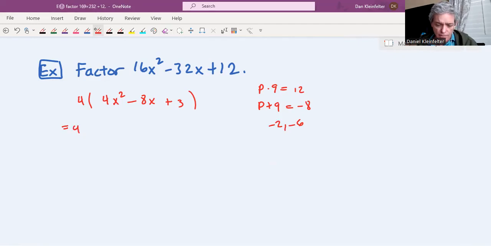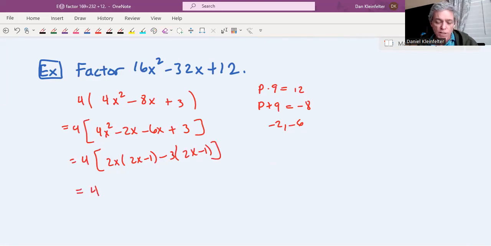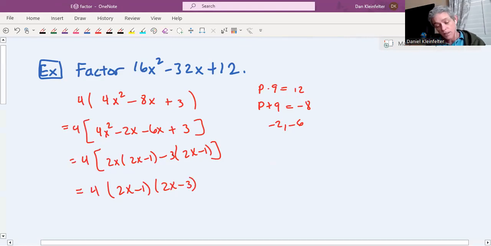And we'll have 4x squared minus 2x minus 6x plus 3. 4 still outside. First two terms, common factor of 2x. And factoring that out, that will leave us with 2x minus 1. And then in the back part, we'll factor out a negative 3, so that we'll end up with 2x minus 1. 4 is still outside. Common factor of 2x minus 1 comes out, and that will leave behind 2x minus 3. All right, that will do it.